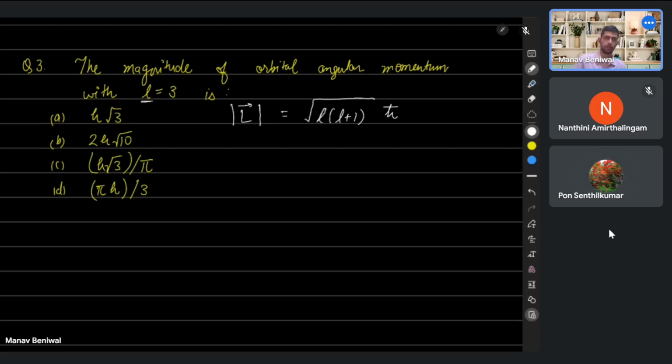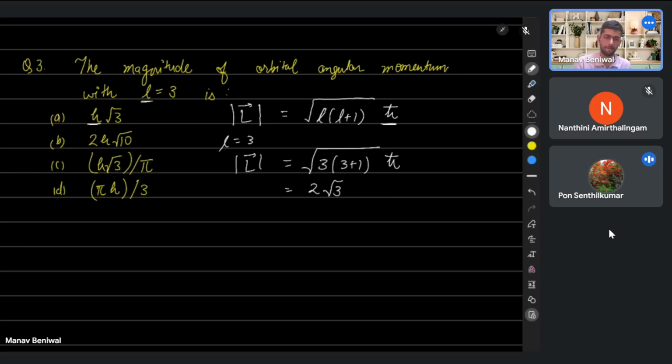So here we are given the value of l already, so this small l is 3. Then it becomes very straightforward to solve. We'll just put 3 and 3 plus 1 under the square root, times h bar. 3 plus 1 is 4, and the square root of 4 is 2. Let me bring that outside. The answer is asked in terms of h, and here we have h bar.